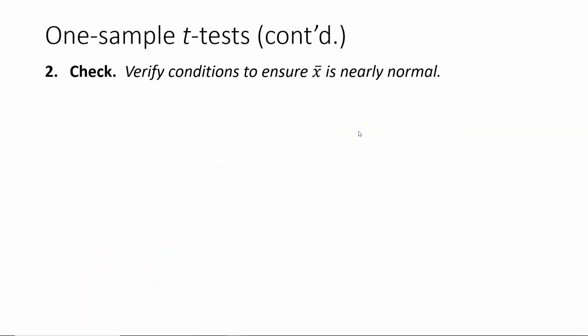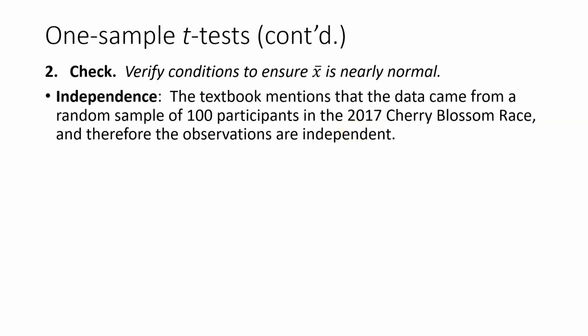Next, we move on to the check step, where we're going to verify the two conditions to ensure that the sampling distribution of sample means is nearly normal. We begin with the independence check. The textbook mentions that the data came from a random sample of 100 participants in the 2017 Cherry Blossom Race, and therefore the observations are independent.